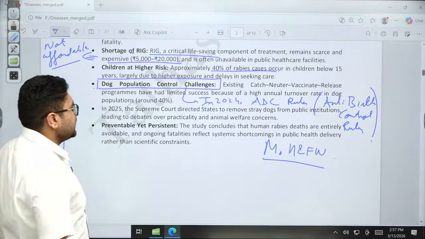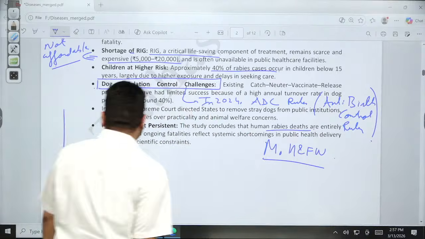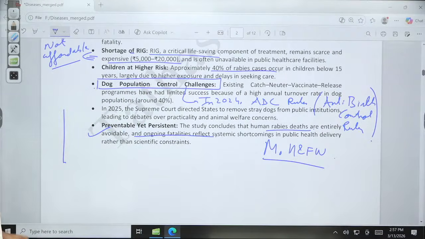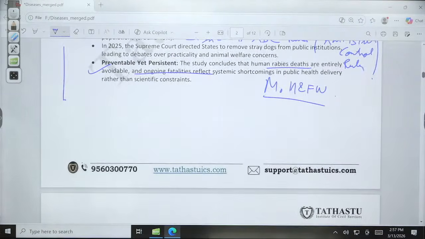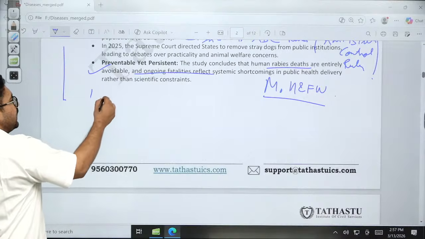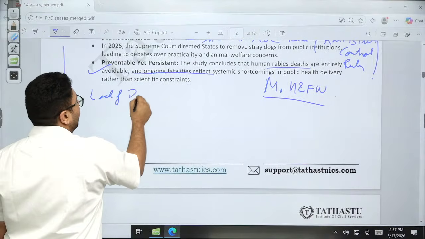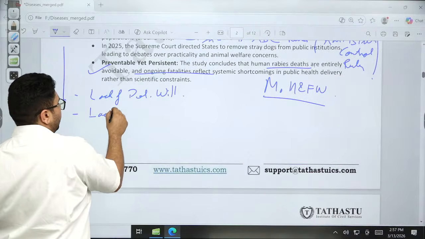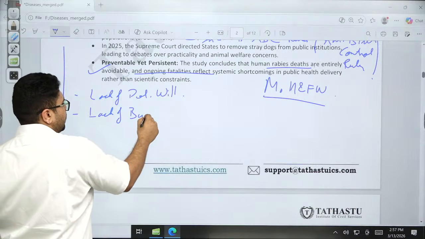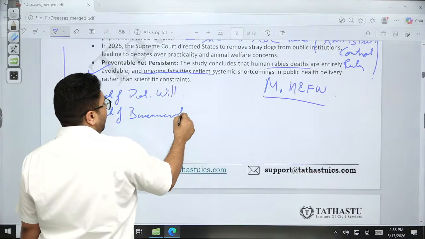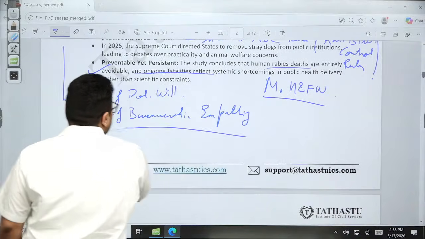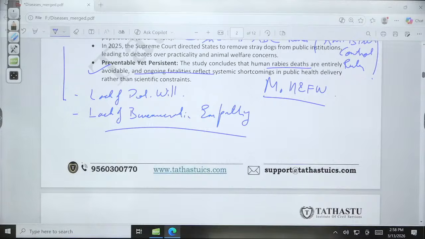The study also says that human rabies deaths are entirely avoidable and ongoing fatalities reflect systemic shortcomings in public health delivery rather than scientific constraints. So it is basically lack of political will. Lack of political will, and another word is lack of bureaucratic empathy, both of which together are responsible for the prevalence of rabies deaths.